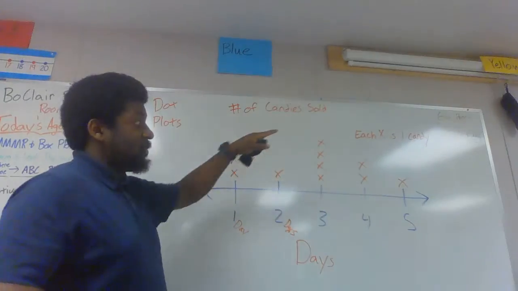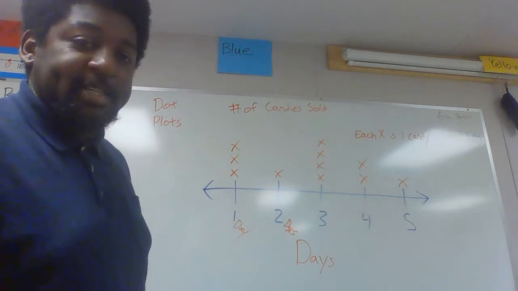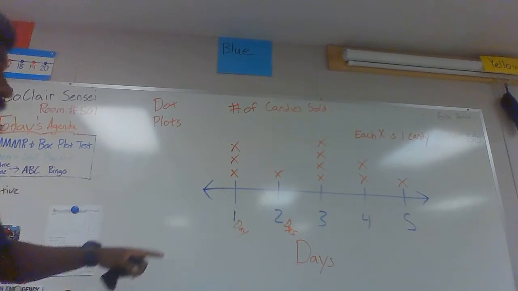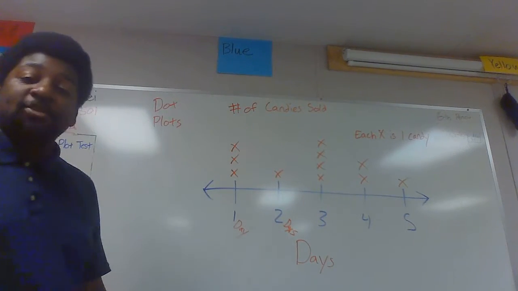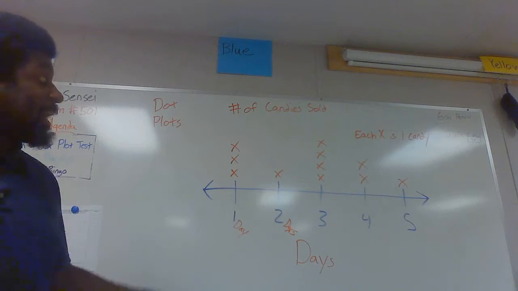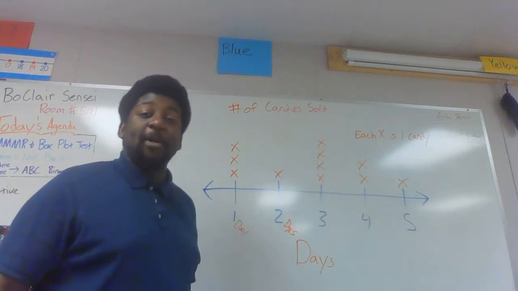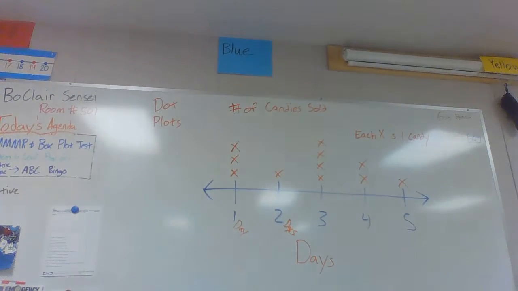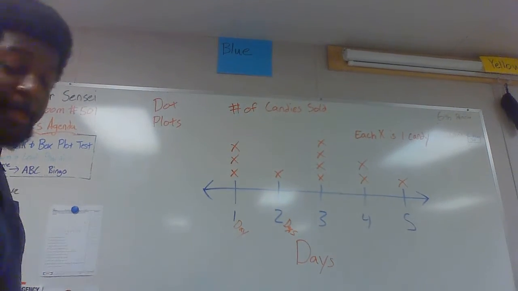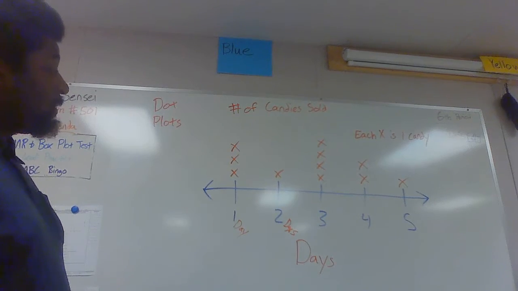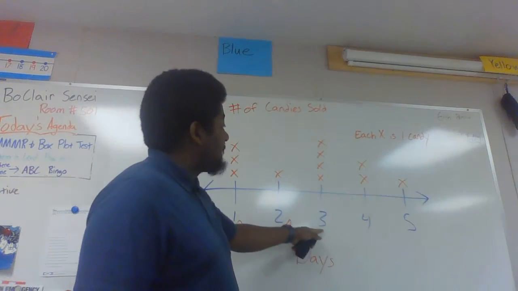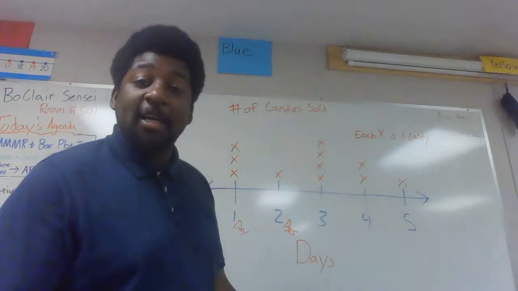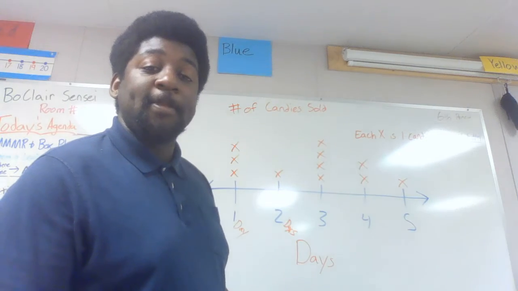Each one of these X's, if you look at the key over there, it says each X is 1 candy. So if each X is 1 candy, we're going to have to answer some questions based on how many X's and how many days that we have. So an example of a question would be, how many candies did he sell on day 3? Well, if I look at day 3, I can see that I sold 1, 2, 3, 4 candies. So on day 3, I sold 4 candies.